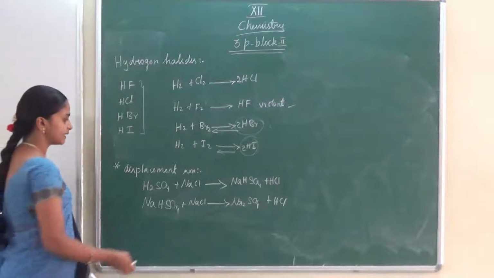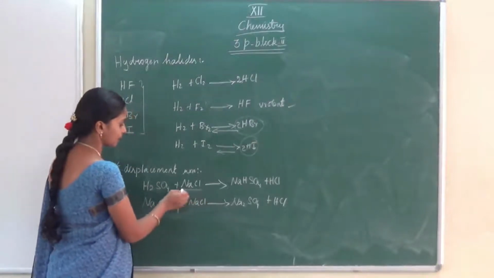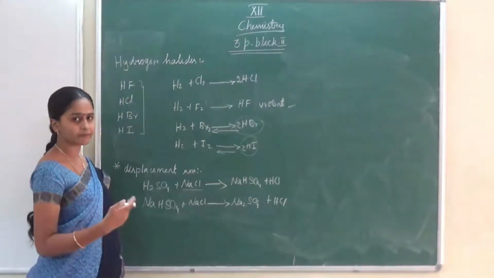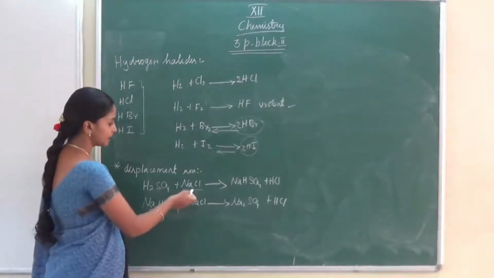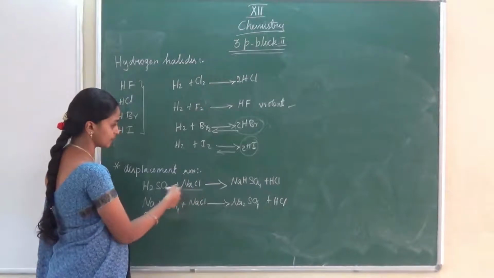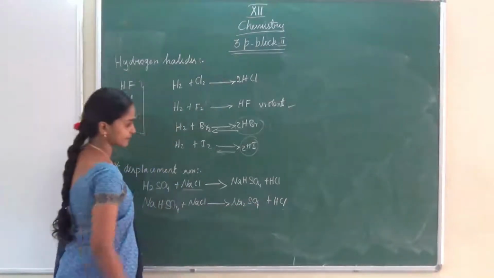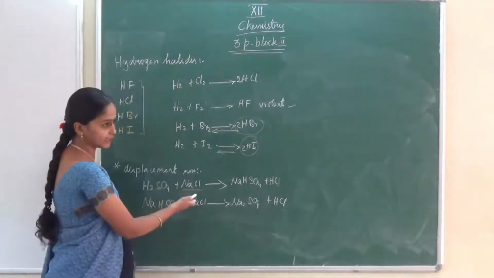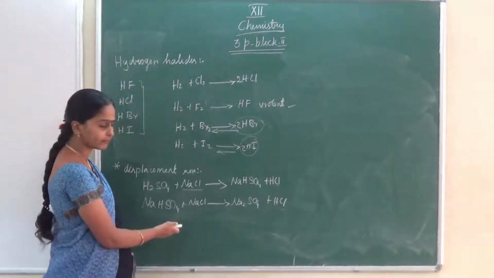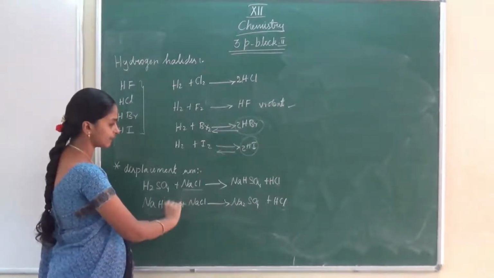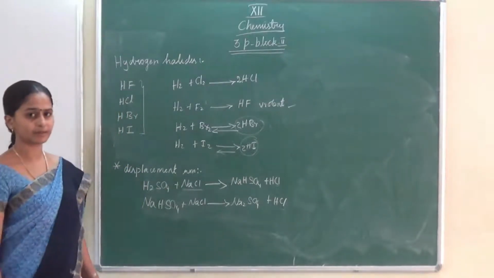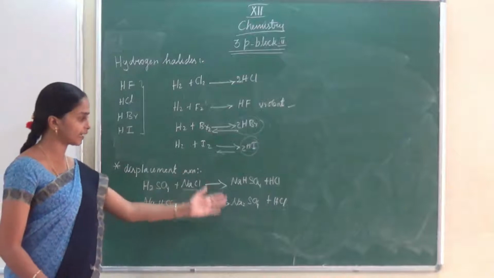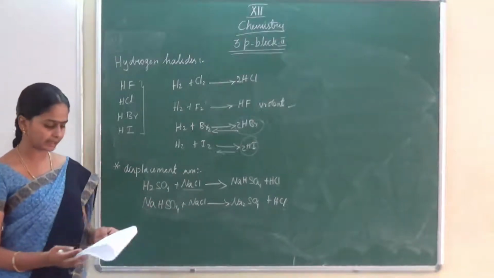Okay, suppose in the place of sodium chloride, I am taking some other halide, sodium fluoride like that. Any ionic halides we can take. Here I am taking sodium chloride, that's why I got the product hydrochloric acid. Suppose if I am taking NaF or KF, then I will get the product HF there. So like that we can prepare the hydrogen halides by displacement reaction.